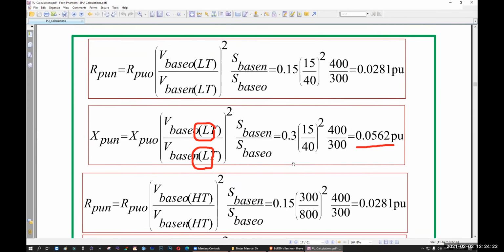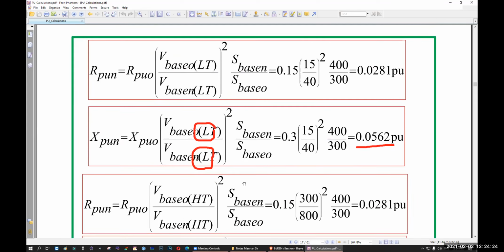Now for X, what is the X? X per unit new, X per unit old, V new. Obviously, these are all low tension side, that is the low voltage side, whole square, S base new, S base old. 0.3, 15 by 40, whole square, 400 divided by 300, so 0.05262 per unit. Understood, everyone?